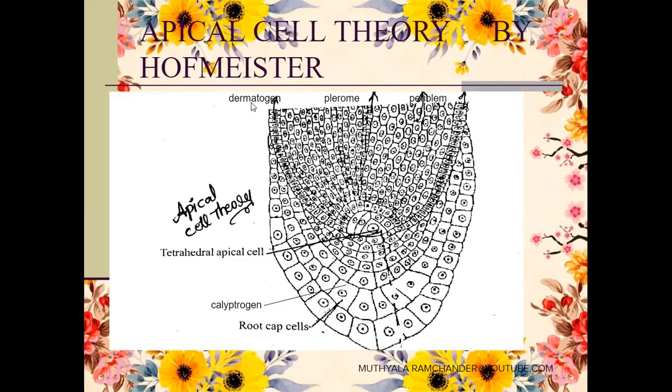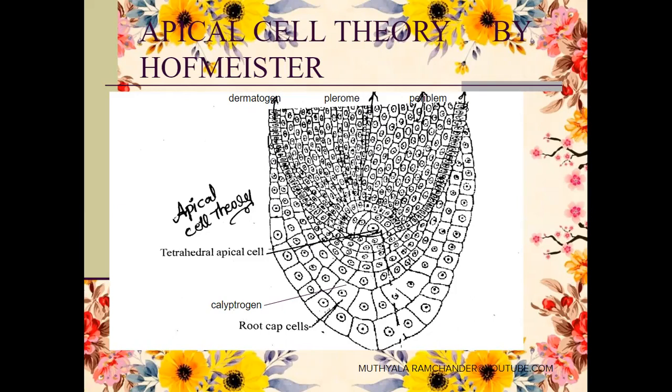The meristematic tissues develop into 4 major groups of layers. First is dermatogen, second is peribulum, third is plerome, fourth is calyptrogen. Dermatogen develops into the dermis, the epidermis of the root. Peribulum develops into the cortex of the root. Plerome develops into the stele of the root. And the fourth, calyptrogen, develops into the root cap.